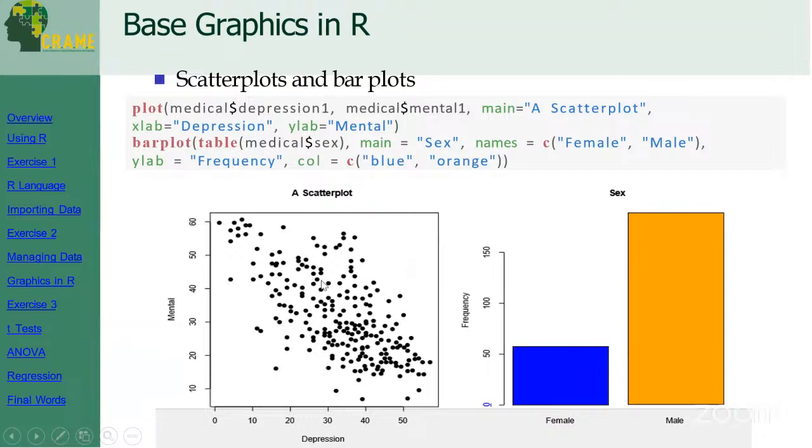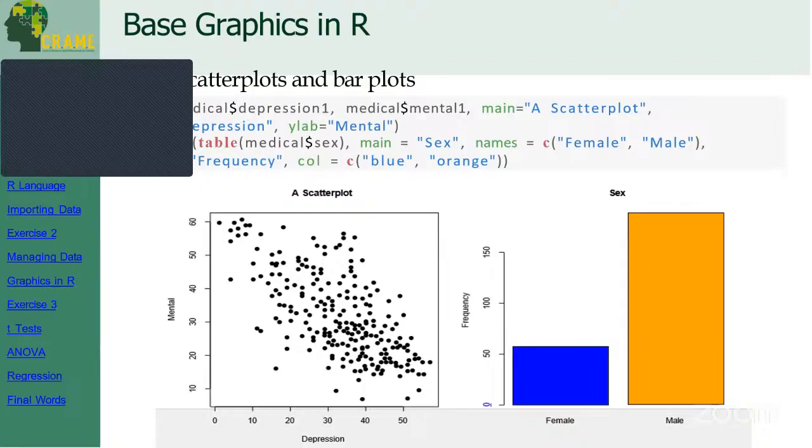What does it mean? What does it show you? What does it give you? Which kind of correlation do you get between mental 1 and depression 1? The scatter plot examines the association between depression and mental health. The bar chart compares gender frequencies, and the histogram would display the spread of numerical values like depression scores.